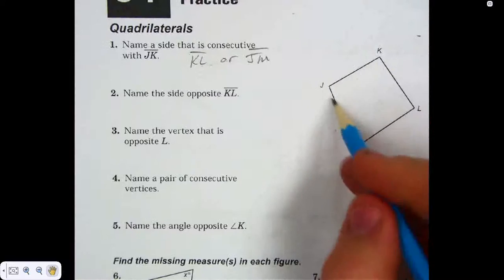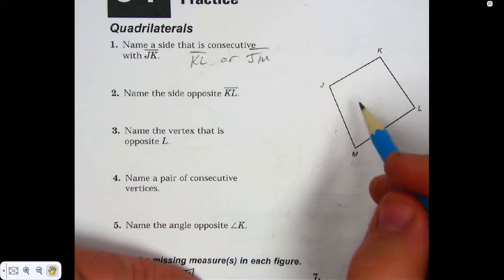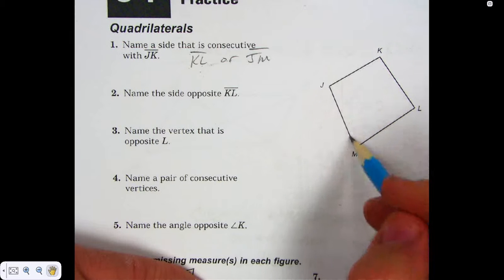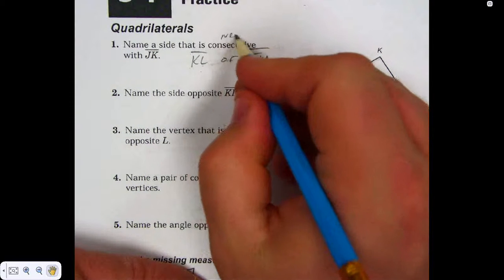As you trace the figure. Because this is the inside of the figure, it's not the actual figure. So the next side on the figure as you draw it would be JM. If you went this way, the next side would be what? KL. That's why they're consecutive. Consecutive in essence means the next one.